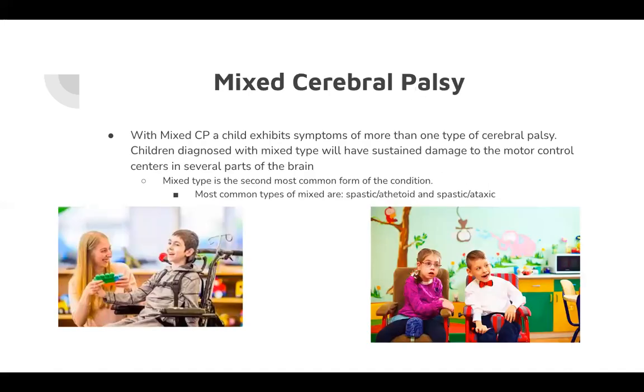Next, we've got mixed cerebral palsy. With mixed CP, a child exhibits symptoms of more than one type of cerebral palsy. Children diagnosed with mixed type will have sustained damage to the motor control centers in several parts of the brain. Mixed type is the second most common form of the condition. The most common types of mixed are spastic athetoid and spastic ataxic.